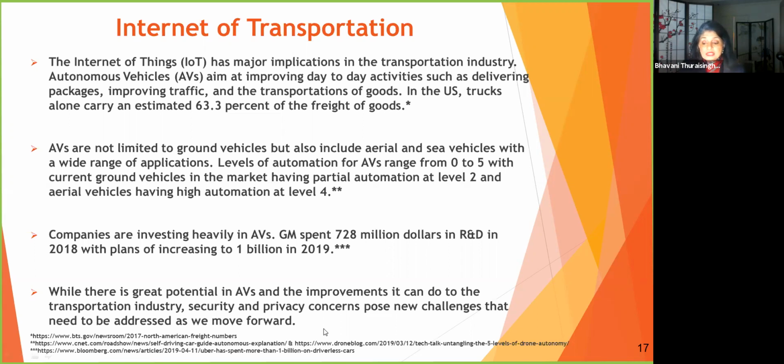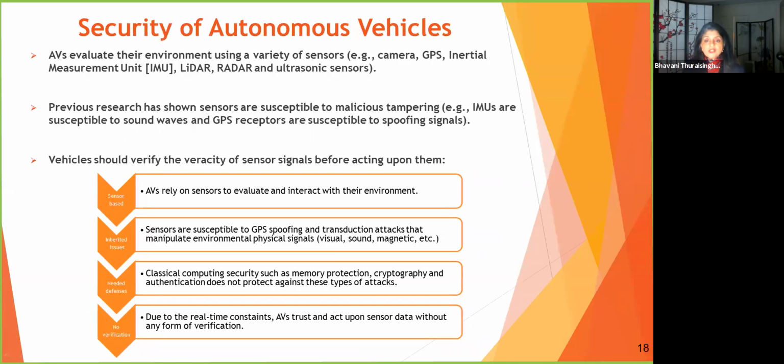So while there's great potential in AVs and the improvements, the huge problem is security and privacy. Autonomous vehicles evaluate their environment with all these sensors, right? A variety of sensors like cameras, GPS, inertial measurement units, LIDAR, radar, and ultrasonic sensors. Some previous research has shown that sensors are susceptible to malicious tampering, like IMUs being susceptible to sound waves, and GPS receivers being susceptible to spoofing signals.